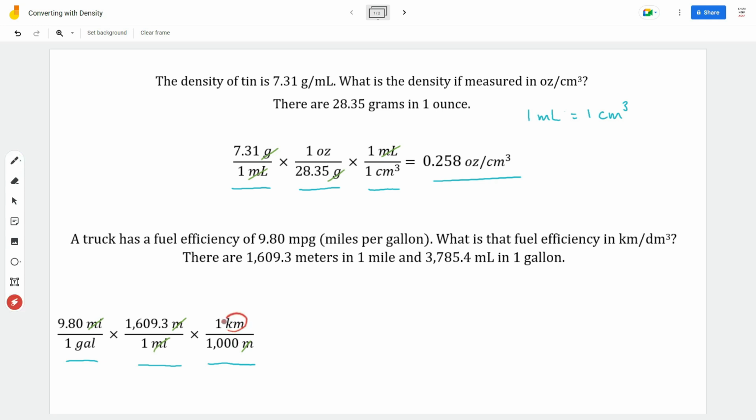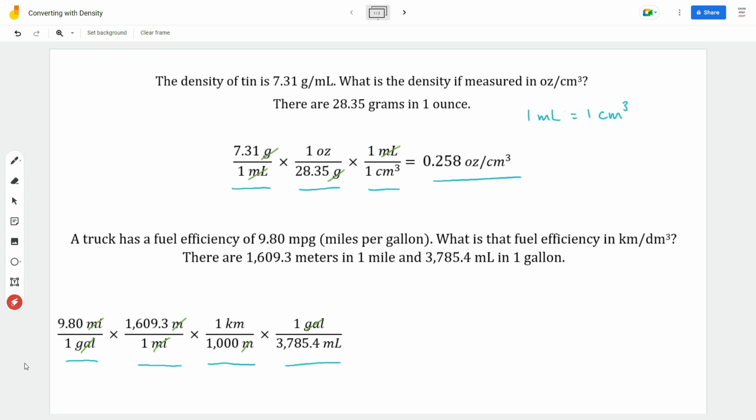At this point, I do have kilometers in my numerator, which is what my problem asked for. So my numerator is set. Now I just need to deal with my denominator. So right now I still have gallons. It's just been hanging out there, and I need to go all the way to decimeters cubed. I am first going to use the conversion factor that the problem gives me. So in 1 gallon, there are 3,785.4 milliliters. My gallons cancel, and now I have converted into milliliters.